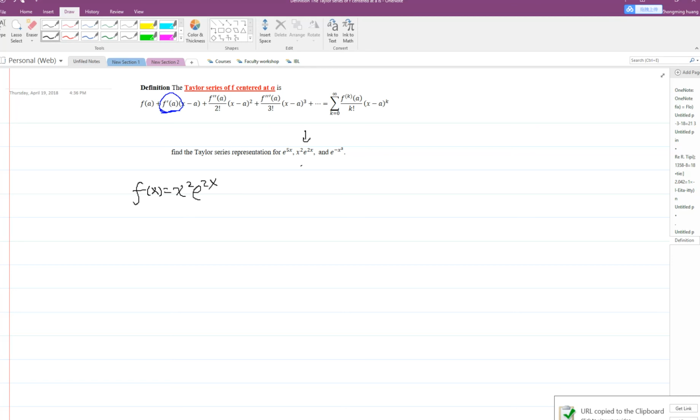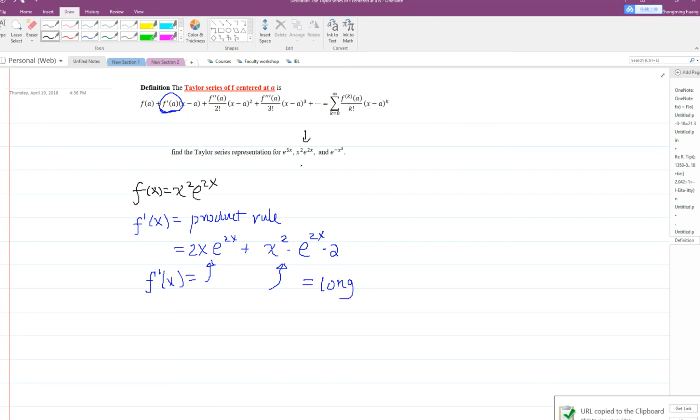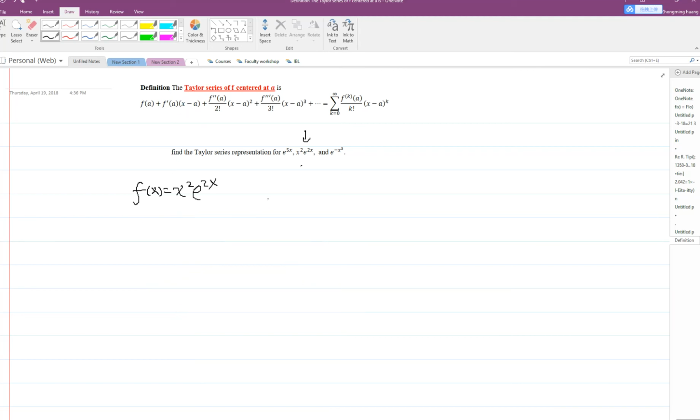When you find the derivative f prime, the product rule will be applied, right? Product rule. And then you will have this result, 2x e to the 2x plus x squared times e to the 2x times 2. Okay, so this is just your f prime. And then f double prime, just imagine there's another product rule here, so it will be long. And f triple prime will be even longer, right? So therefore you can imagine it will be terrible if you do it this way. So I'm gonna erase that. We don't do it that way.